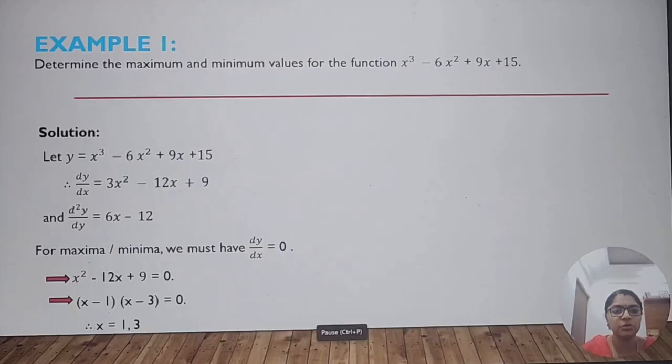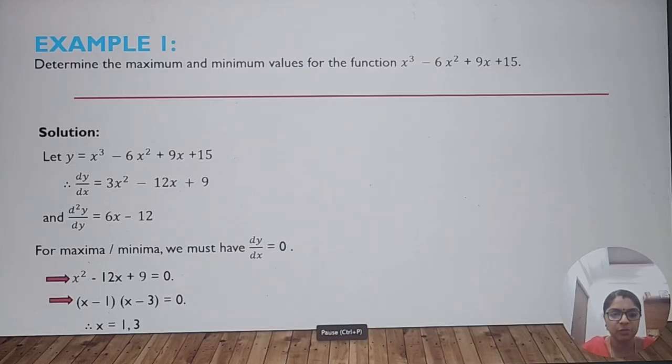Then according to the working rule, the first working rule says we have to find dy by dx. So for the given function, we have dy by dx is equal to 3x square minus 12x plus 9. Then also we have to find d square y by dx square, that is 6x minus 12. Then we have to get the stationary points, means we have to put dy by dx is equal to 0.